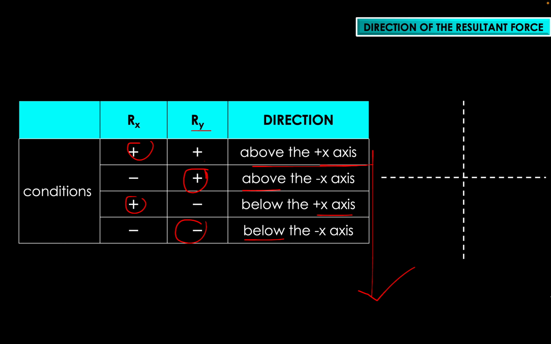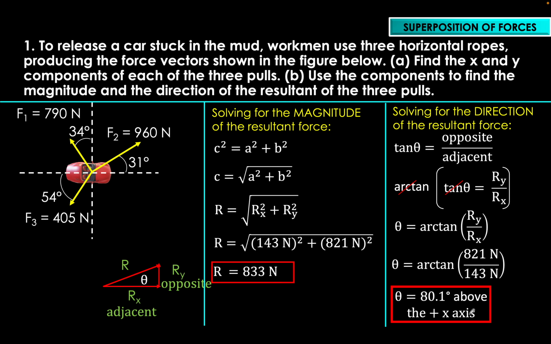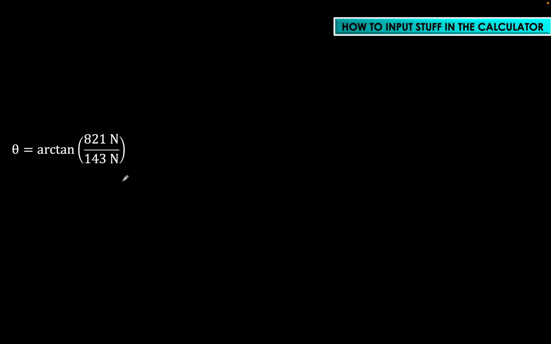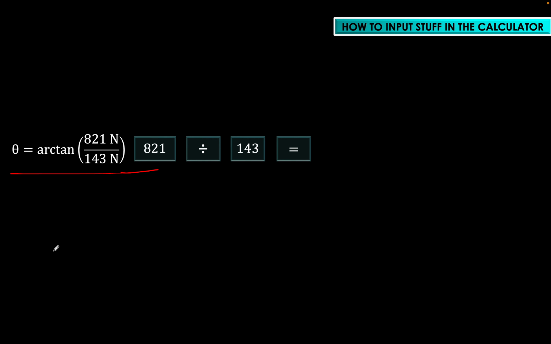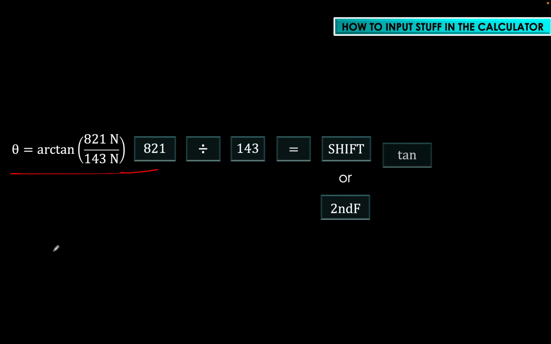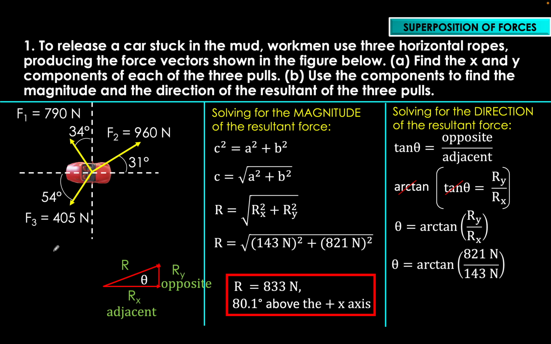Okay, so that's it. Also another concern, you might be wondering, miss, how do you do this entire thing in your calculator? Yes, miss, I have a calculator, but how do you do arctan 821 over 143? Okay, this is what you do in your calculator. This is what you're solving for, right? What you need to press is 821, division sign, 143, press equal sign, and then press shift, or for other calculators like Sharp, second function, and then press tangent or tan, and then press the equal sign. You're supposed to get 80.1 degrees for that, okay? And then just add the above positive x-axis. So this is the final answer for letter B.